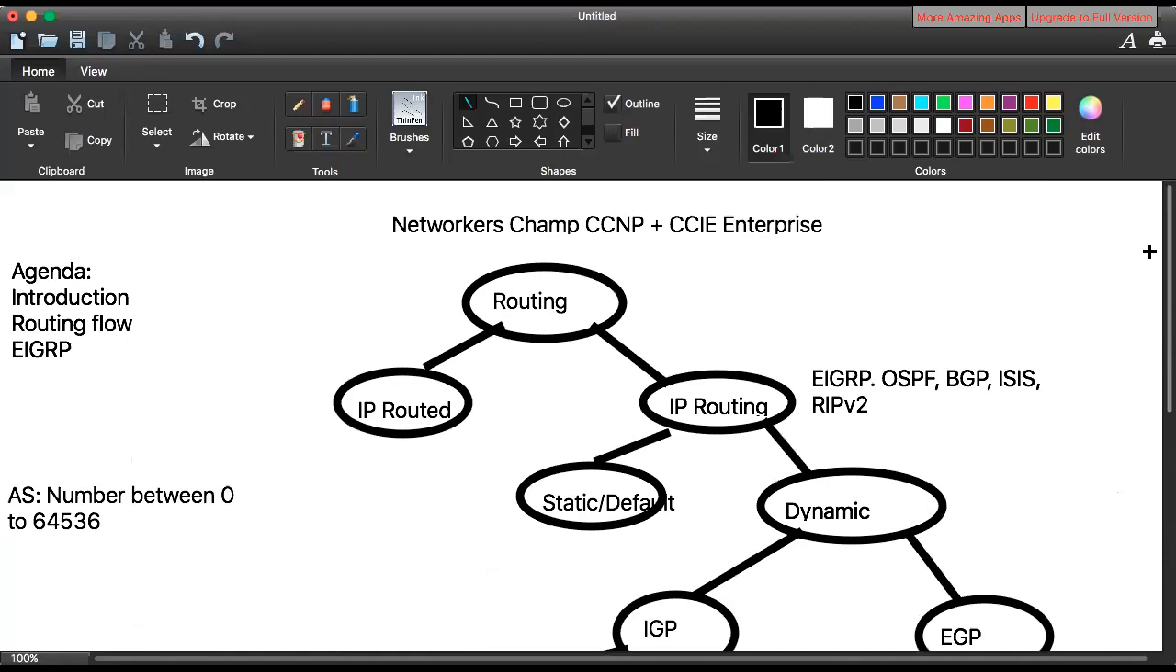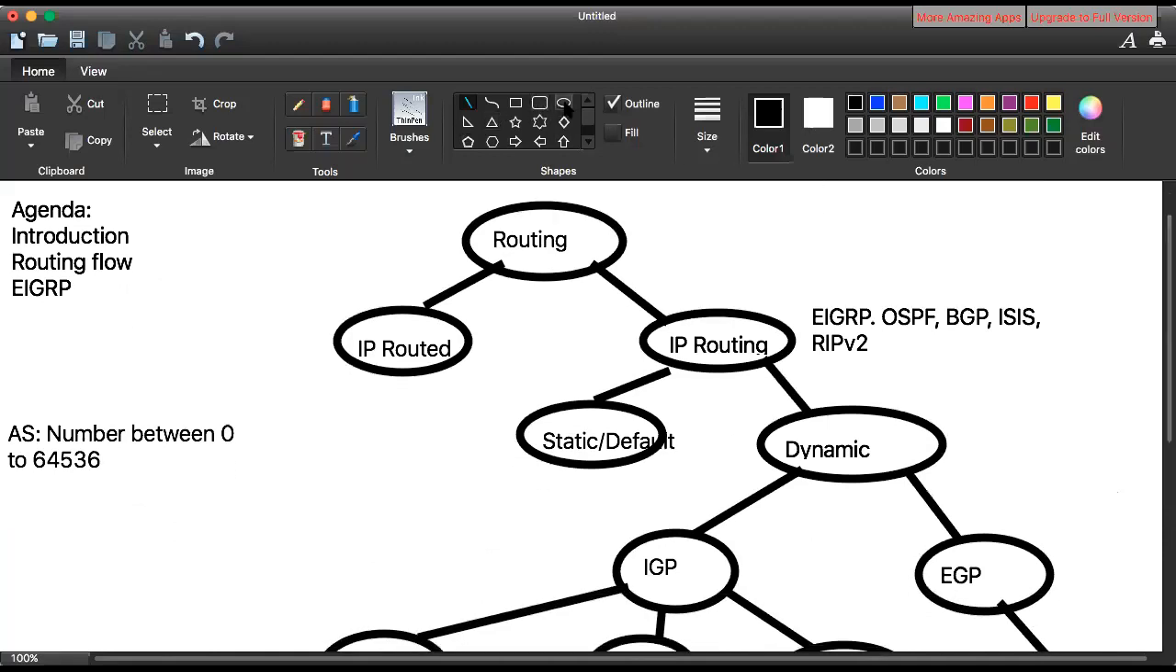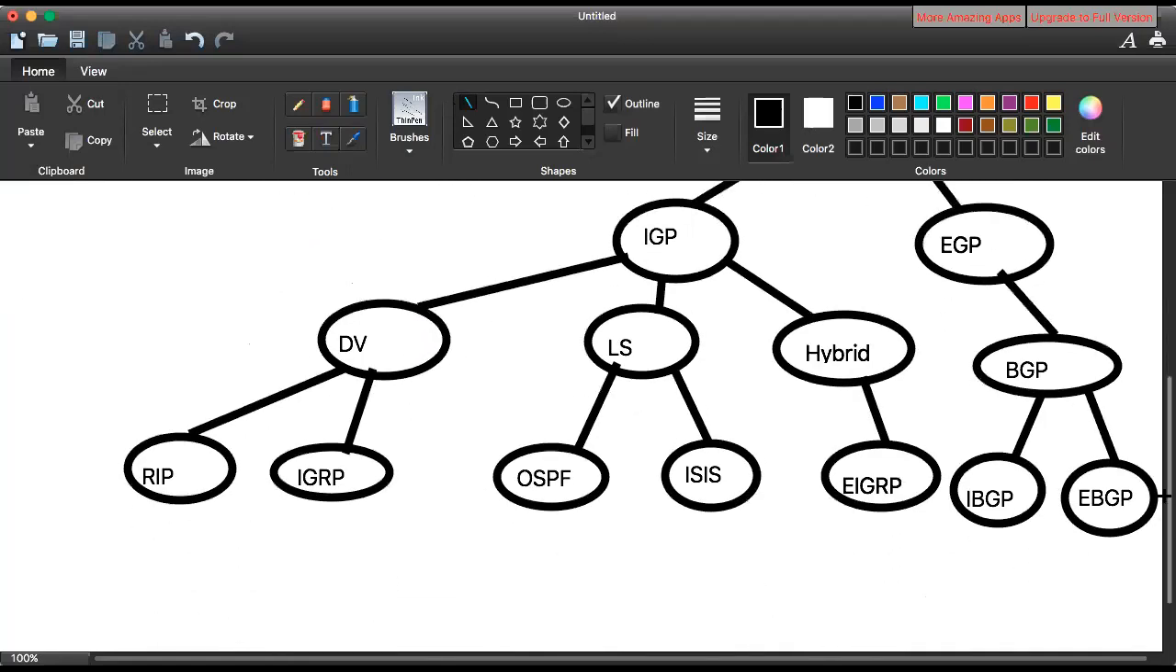When we talk about routing, the IP routed protocol is either IPv4 or IPv6. I'm sorry, I'm just focusing more on the design in the diagram. So that's something about the routing. Hope this is pretty much clear.